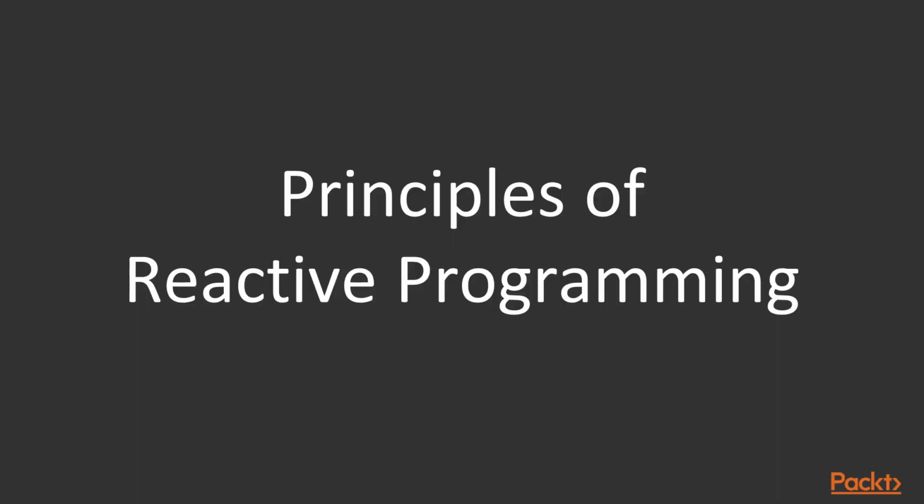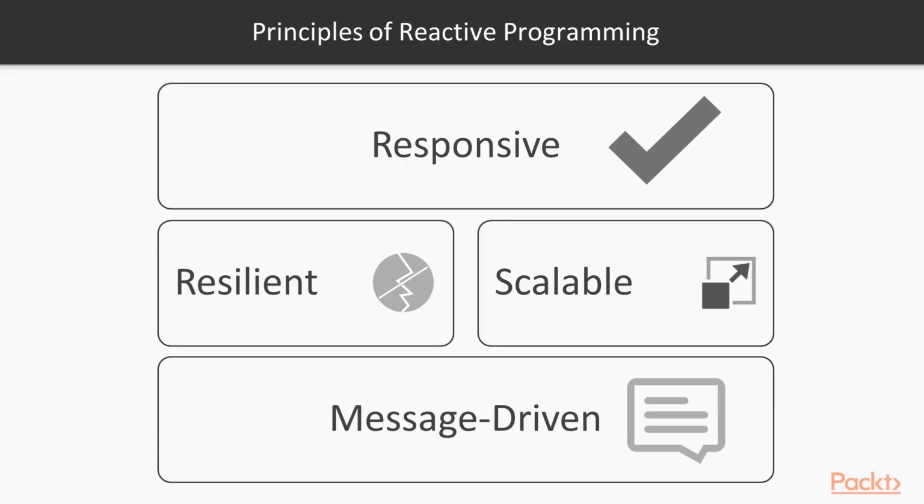Reactive applications are built on four guiding principles. The goal of reactive programming is to build a responsive application. A responsive application is both scalable and resilient. Responsiveness is impossible to achieve without being scalable and resilient. A message-driven architecture is the foundation of scalable, resilient, and ultimately responsive systems.